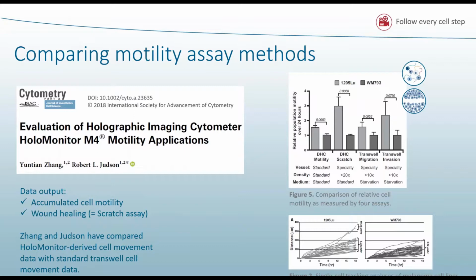But in addition, with the HoloMonitor, Zhang and Judson found that there were a few highly, they call them hypermotile cells. You can see that in the diagram below, where each individual cell motility is shown, that there are, in the highly metastatic cell line 1205LU, hypermotile cells moving much faster than the rest of the cells.